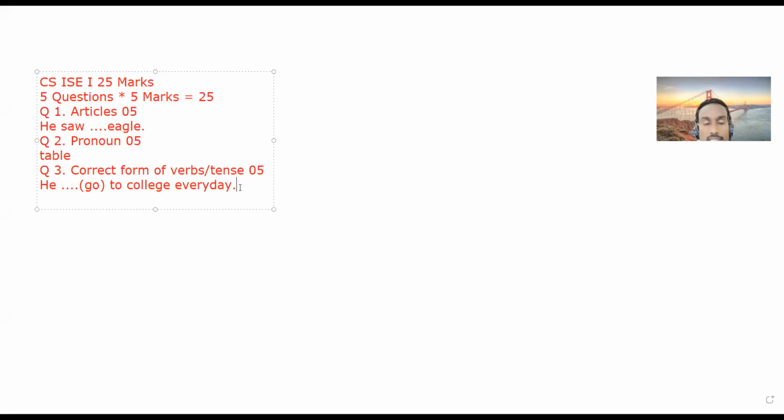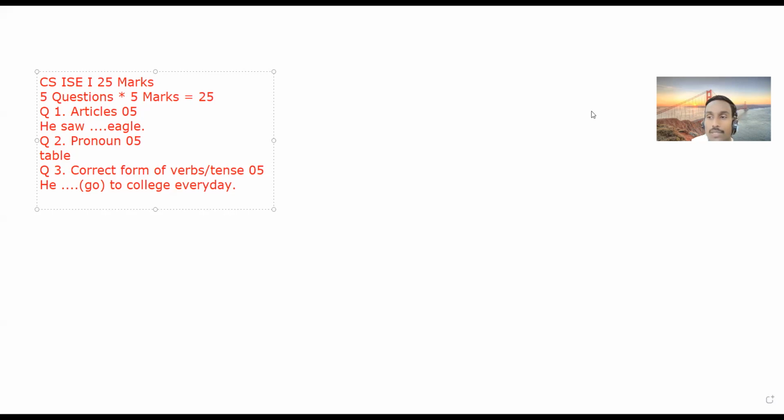Any other verb forms: simple present, V1; present continuous, am, is, are, plus V-ing; present perfect, have, has, V3; present perfect continuous, have, has been, V-ing. Then simple past, V2; past continuous, was, were, V-ing; past perfect, had, V3; past perfect continuous, had been, V-ing. Simple future, shall, will, V1; future continuous, shall, will, be, plus V-ing; future perfect, shall, will, have, plus V3; and the last one, future perfect continuous, shall, will, have been, V-ing.